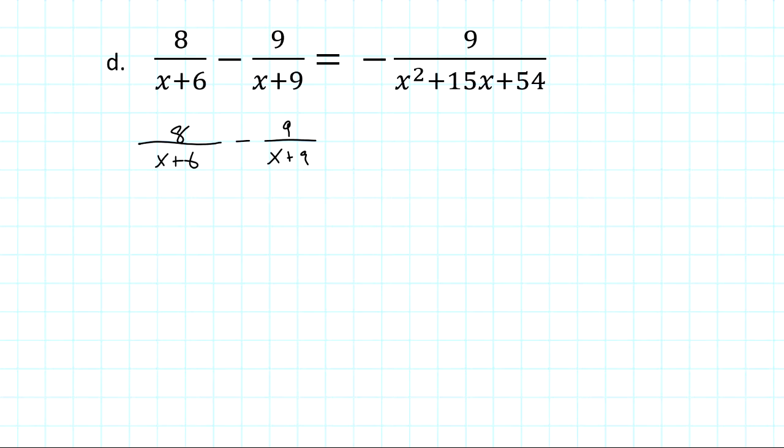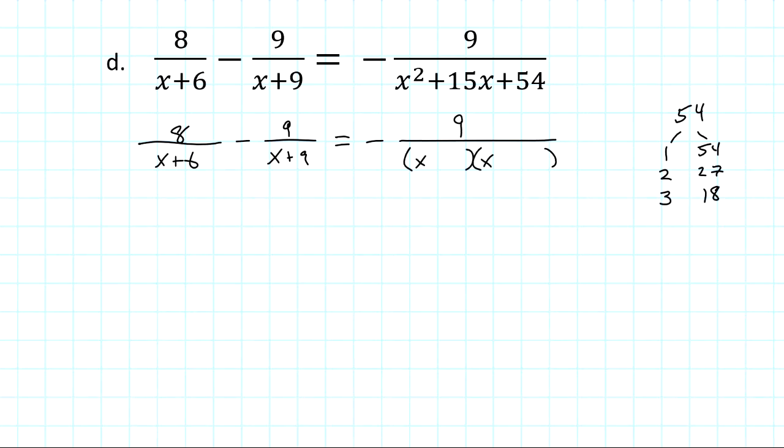So I'll bring down the 8 over x plus 6 minus 9 over x plus 9. Bring down our equal signs, bring down the negative, put the 9 on top, and then in the denominator we want two factors, x in the first positions to get the x squared, and then we need plus 15x and plus 54. So for 54, I'll look at the factor pairs 1 and 54, 2 and 27, and I'm looking to see, is anything going to add up to 15? 3, I believe, goes into this 18 times, and that almost looks good, but we don't want differences because this is a positive 54. So we're going to keep going.